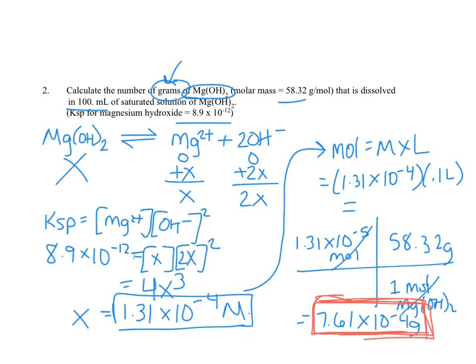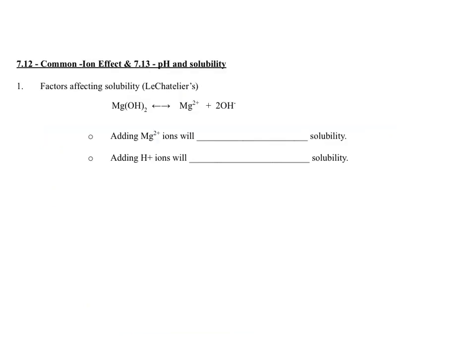7.61 times 10 to the negative 4th grams. Let's talk about a couple of factors that can affect solubility. So we're dealing with things that aren't normally very soluble, but there are some things that you can do to increase solubility, or there are some other things that can be done that would actually decrease solubility. So let's look at a couple of those examples.